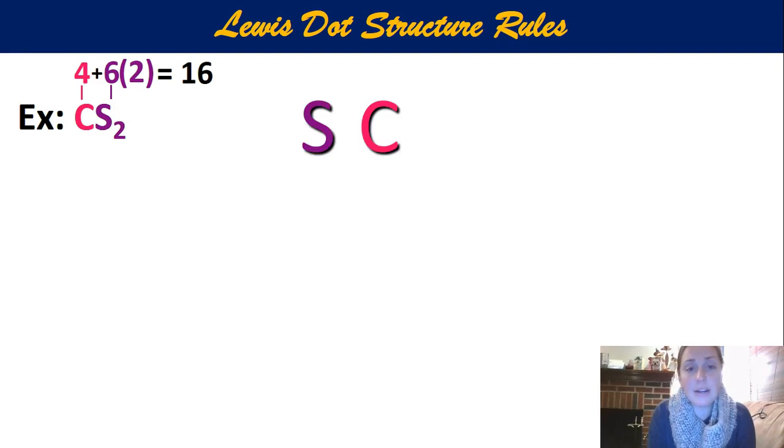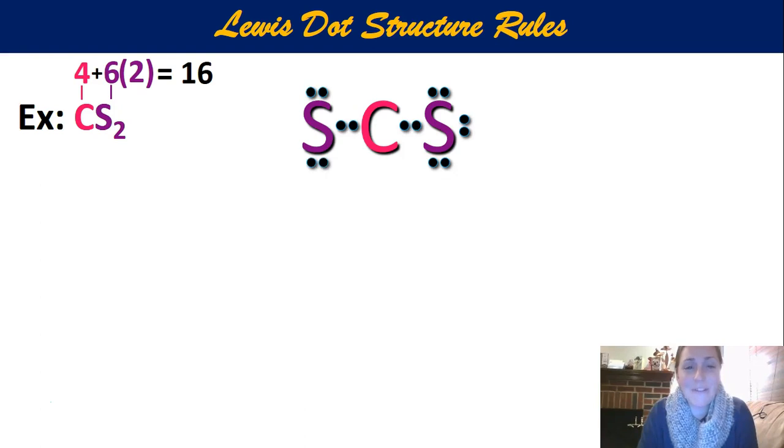So I'm going to put carbon in the center and sulfur on either side. The rule is satisfy the outer electrons' octet first. 2, 4, 6, 8, 10, 12, 14, 16. And that's all the electrons we have to give out. So let's check and see if everybody's octet is satisfied. So first I want you to look at the sulfurs. The sulfur on the left.